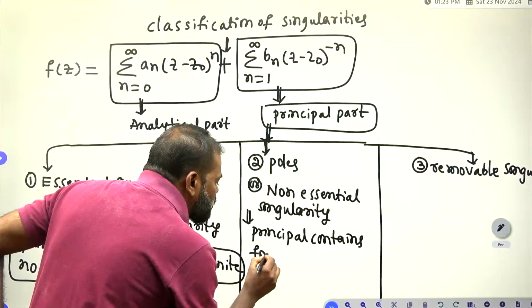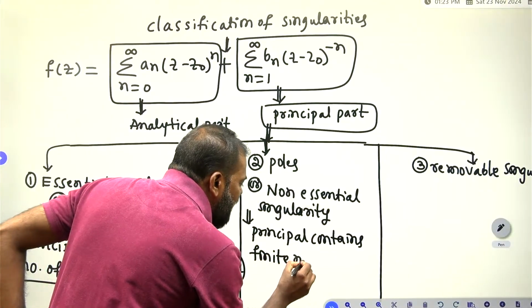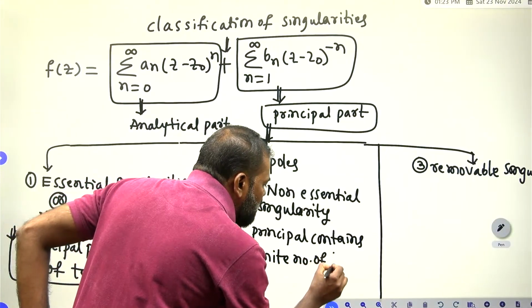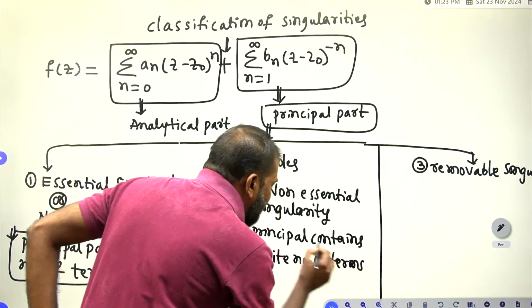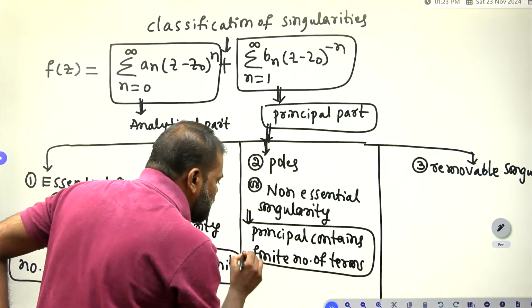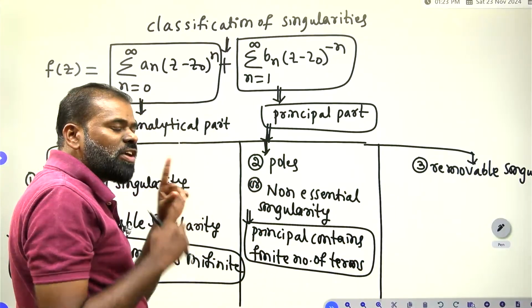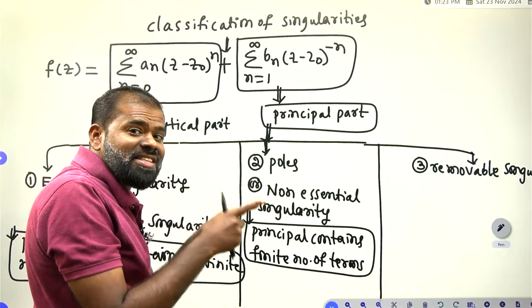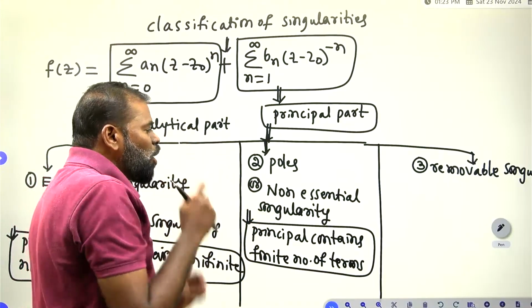Now you have to see here, if the principal part contains a finite number of terms, such a type of singularity we call a non-essential singularity, or pole.